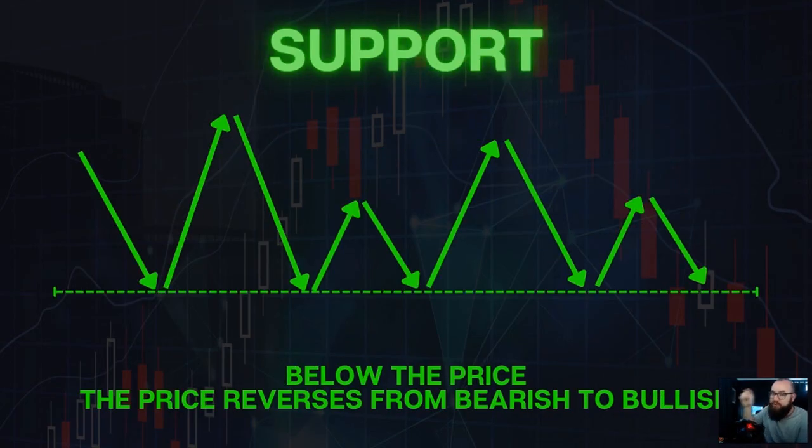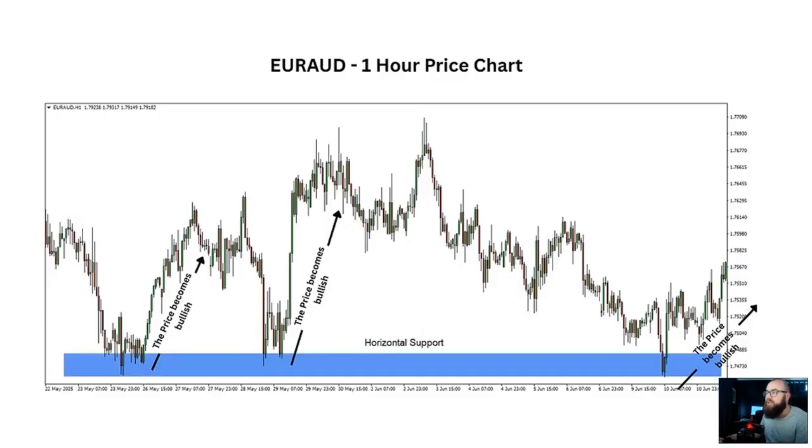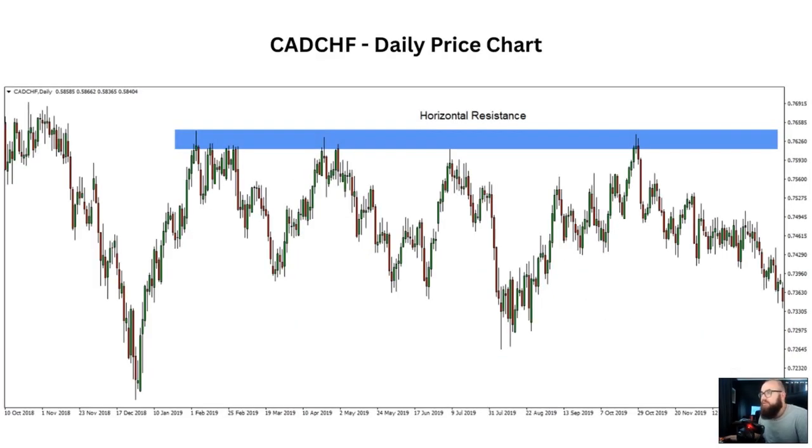And this is a horizontal support. Once again, it's just horizontal. It goes across the screen. So horizontal support, price becomes bullish when it reaches that horizontal support area. This is Canadian dollar, Swiss franc, and this is a horizontal resistance. Once again, we have this horizontal area, and every time price reaches this area, it reverses. So we are bullish and we come down bearish. We are bullish, we reach the area, we become bearish. You'll see this just keeps happening. The price comes up, it reaches the area, and it reverses.